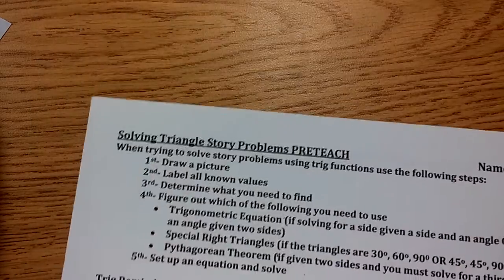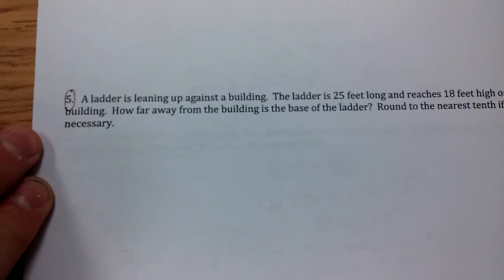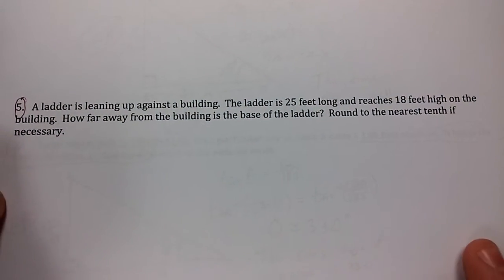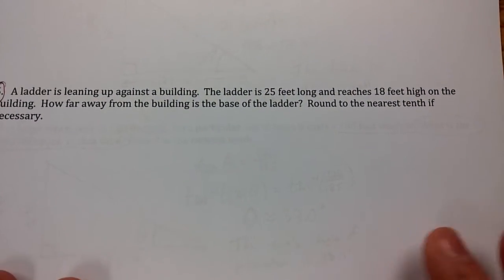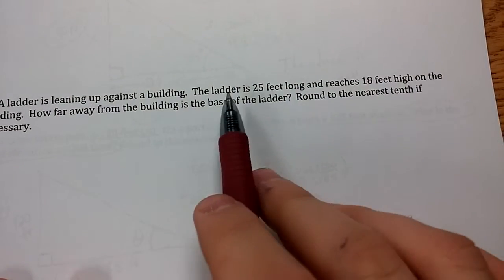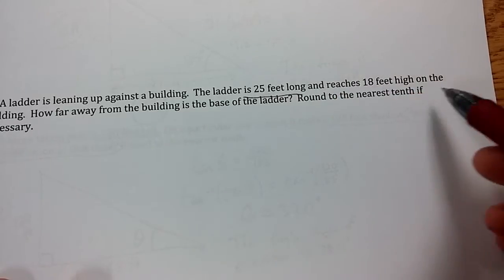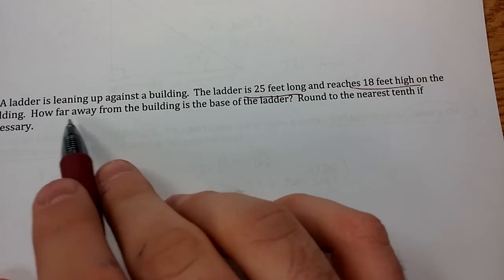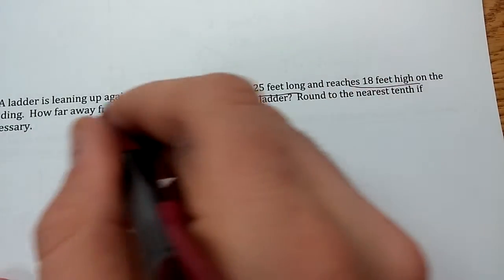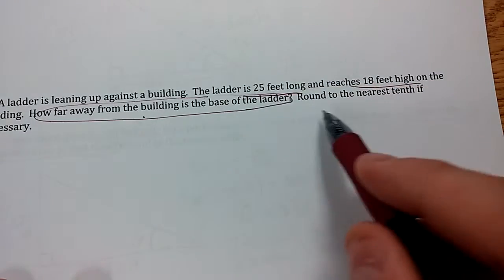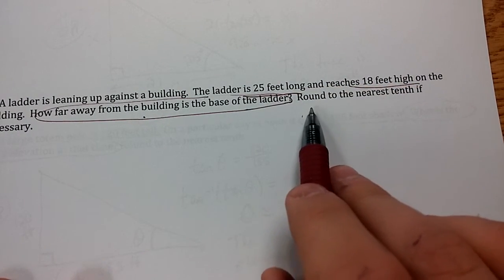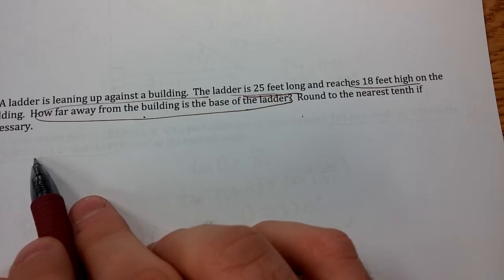Okay, let's try one more. Number 5. We're looking at a ladder leaning up against a building. A ladder is 25 feet long. It reaches 18 feet high on the building. How far away from the building is the base of the ladder? Round to the nearest tenth if necessary.